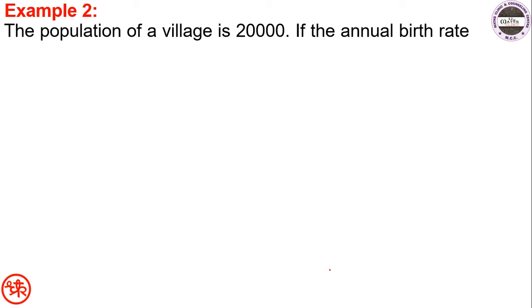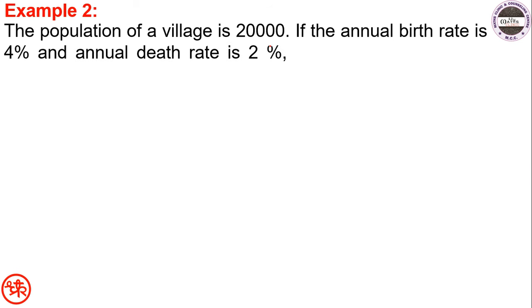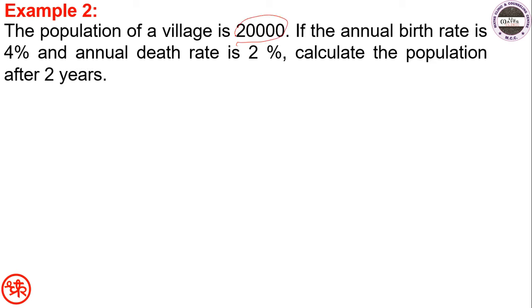So let us see example 2. Example 2: the population of a village is 20,000. If the annual birth rate is 4% and the annual death rate is 2%, meaning 4% is adding and 2% is subtracting, reducing, calculate the population after 2 years. It is again the same as example 1, only R is not given directly.